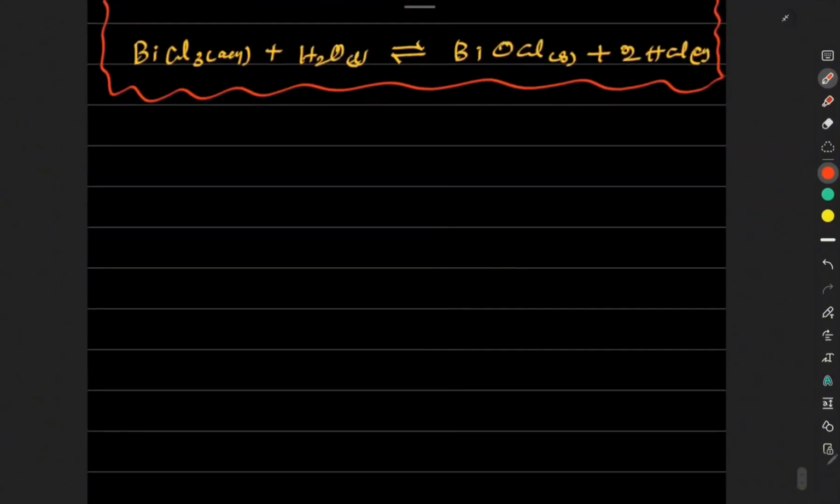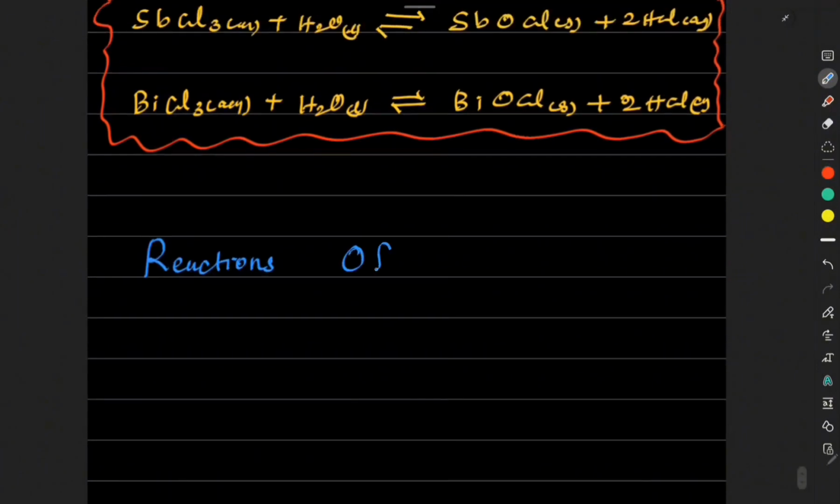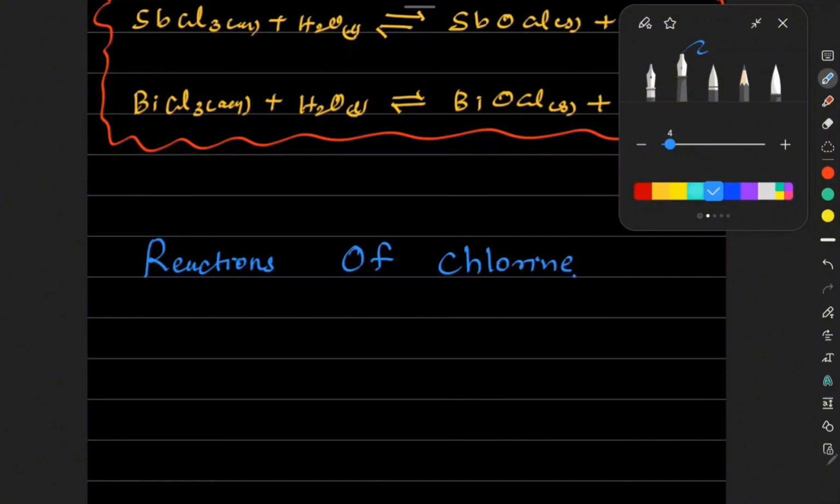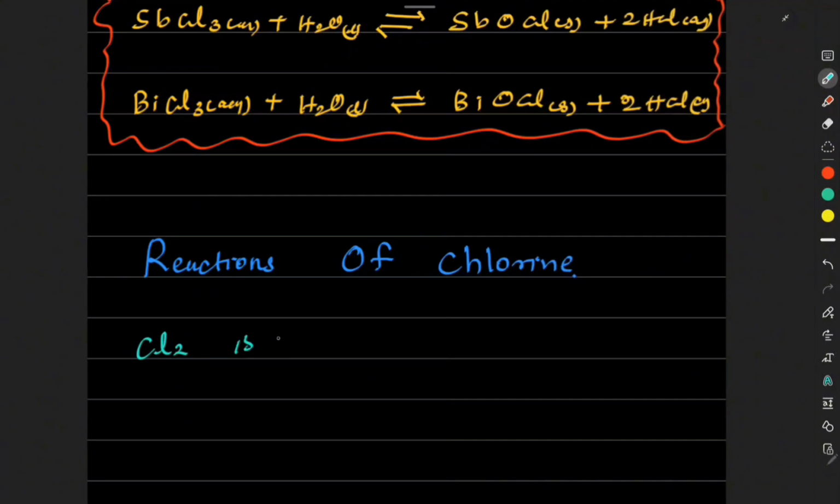Okay, the next subtopic is reactions of chlorine. We know chlorine is less reactive than fluorine. The reactivity decreases down the group. But chlorine gas, Cl2 gas, is a strong oxidizing agent.